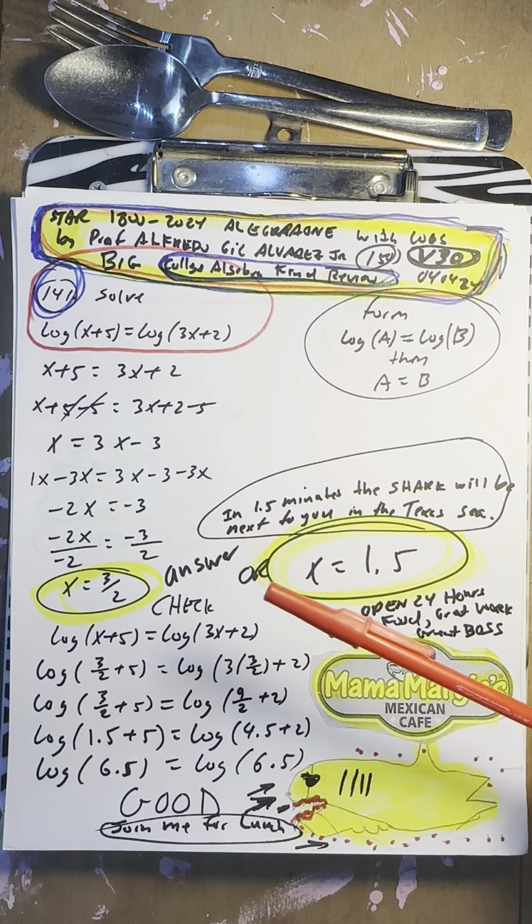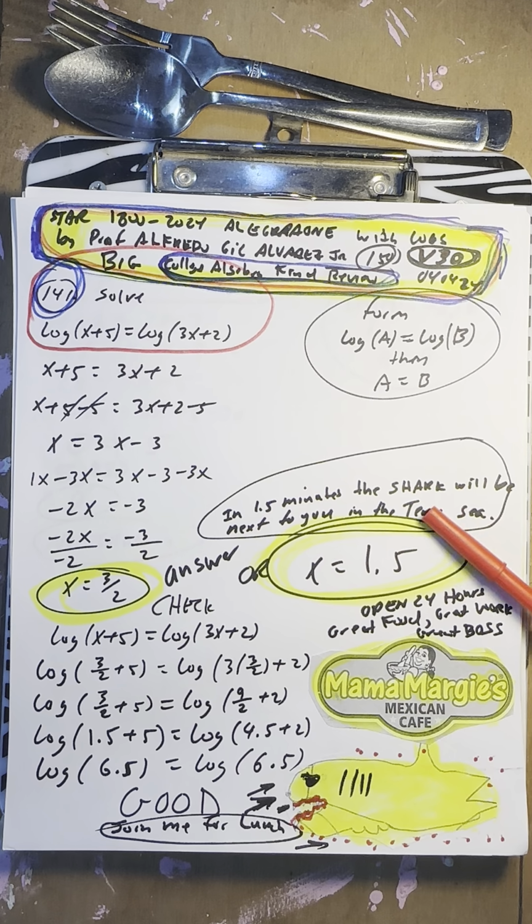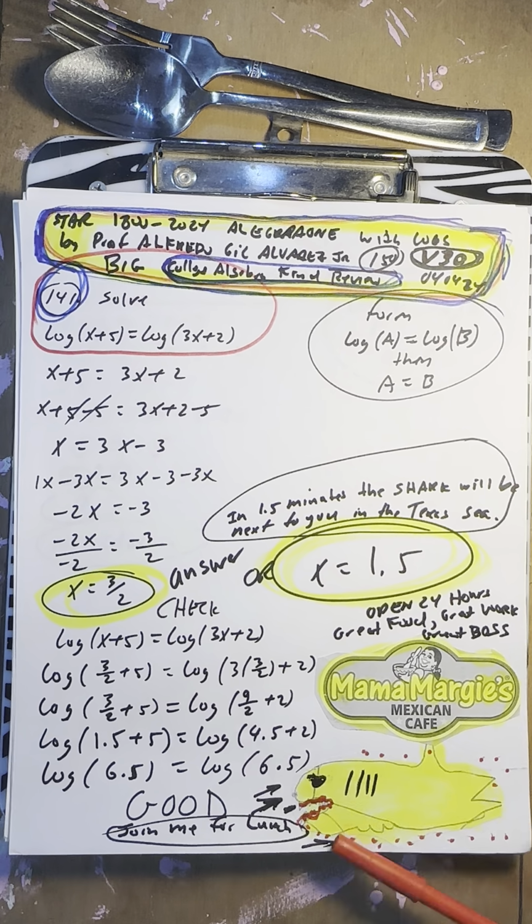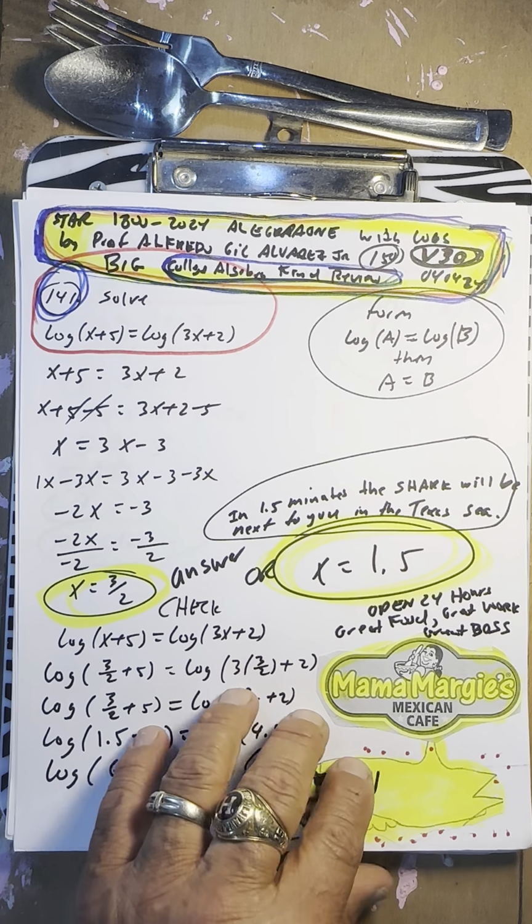So what does that mean? In 1.5 minutes, a shark will be next to you in the Texas Sea so they can join you for lunch. How's that? Yes.